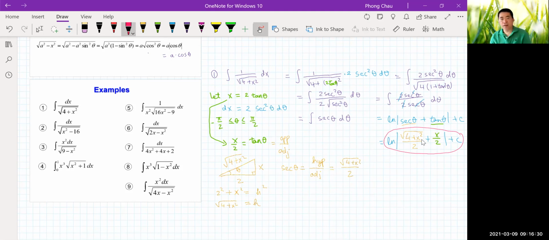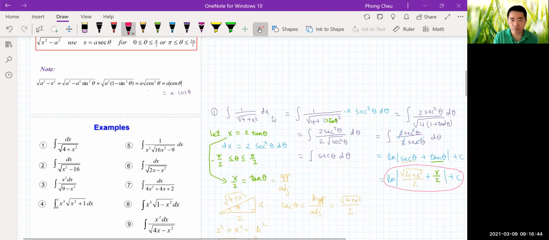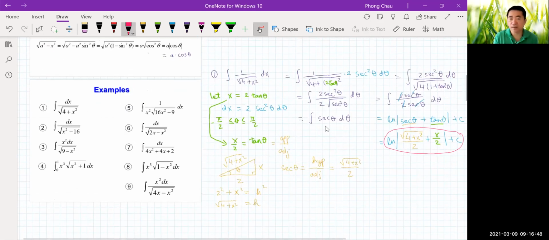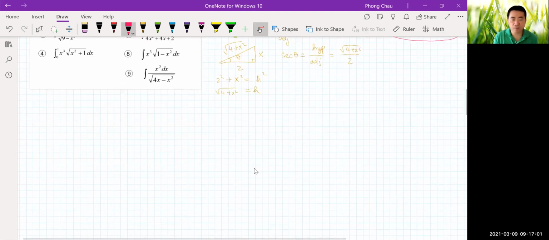Okay. All right. You can see the problem is a bit long, but you need to understand the concept here. So you let x be one of these 3 choices. After you substitute in and simplify, you should get rid of the root, integrate from there, and then there's back substitution where you need to construct the right triangles. Okay. Now let's look at number 2.